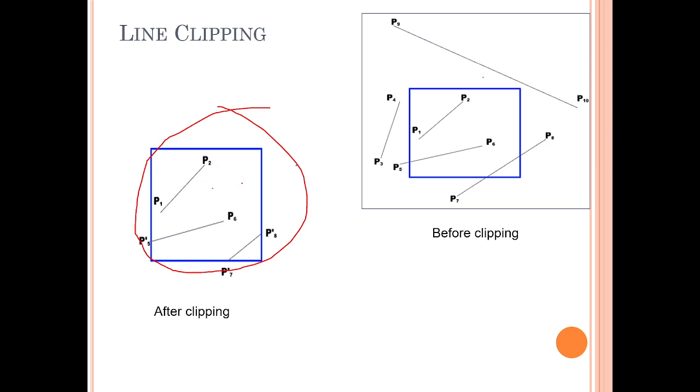So P1, P2, P6, P7', P8'. Whenever we are clipping, first of all we identify the intersect point of the particular line. Based on that intersect point of the line, we can remove the outside of the window lines. Mainly it will depend upon the intersect point of the lines, for the particular given objects.